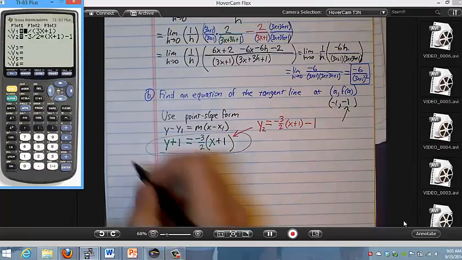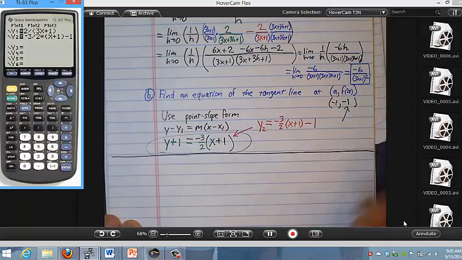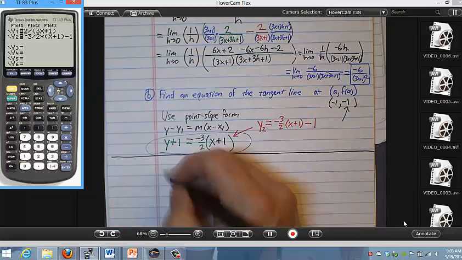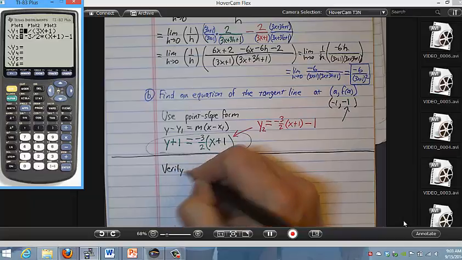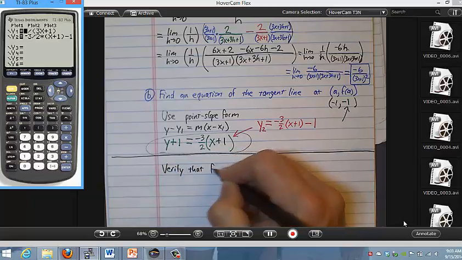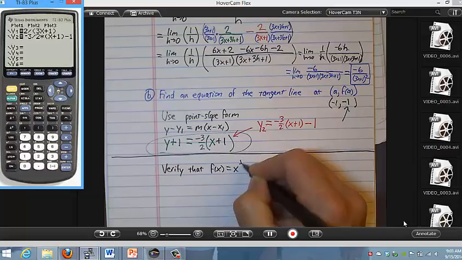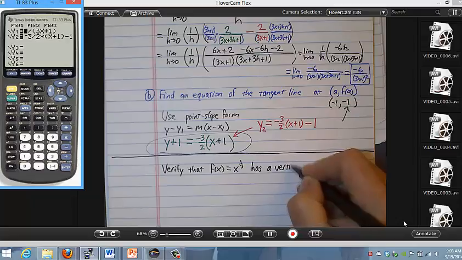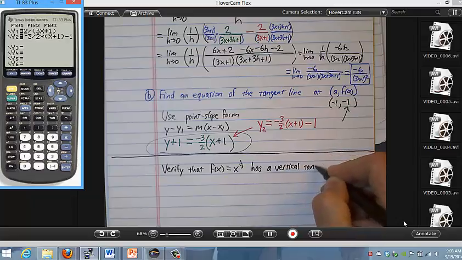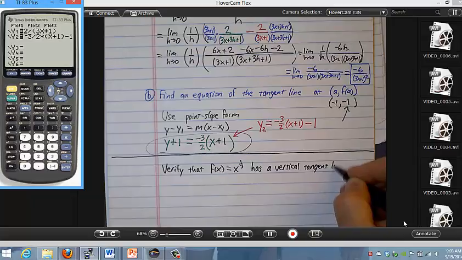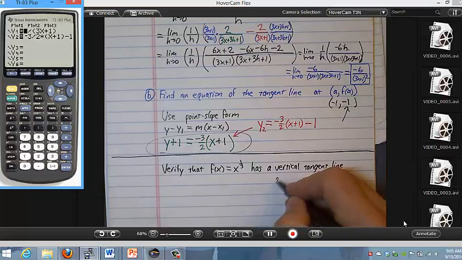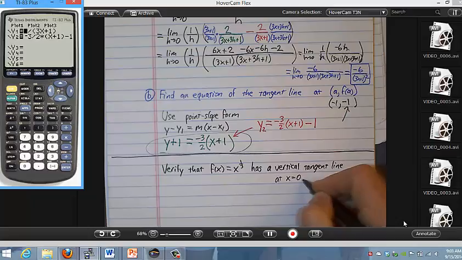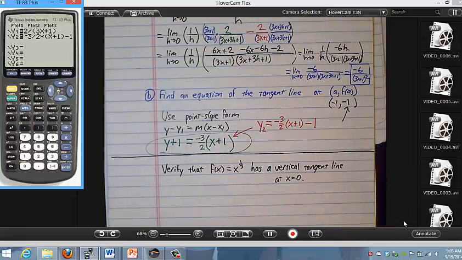So 71, they say verify that f of x equals x to the 1/3 has a vertical tangent line at x equals 0. Verify that it has a vertical tangent line at x equals 0.